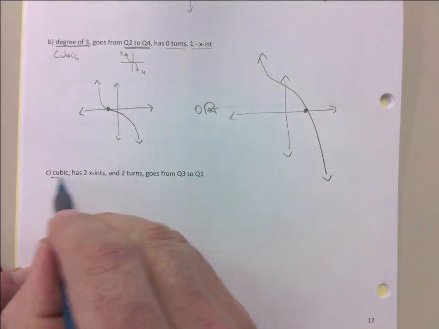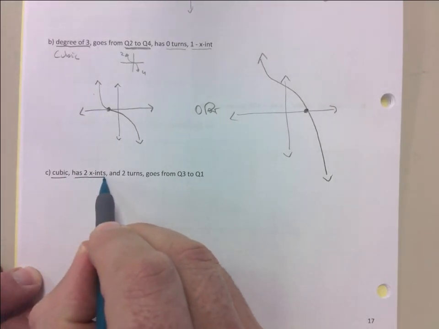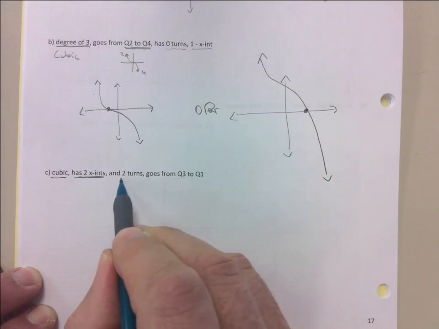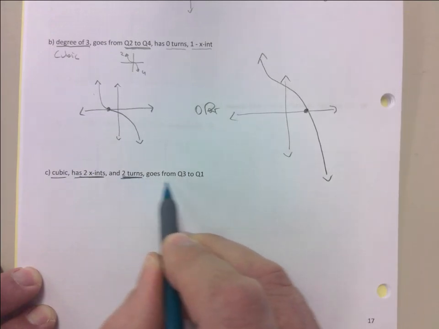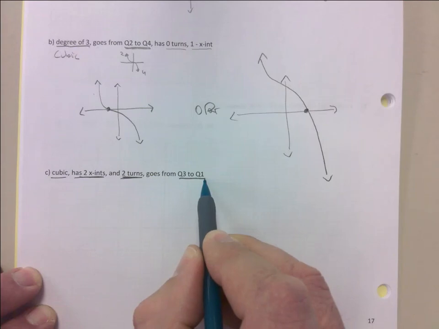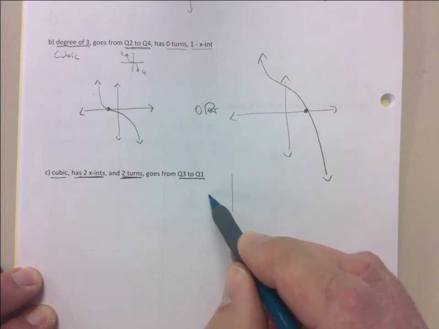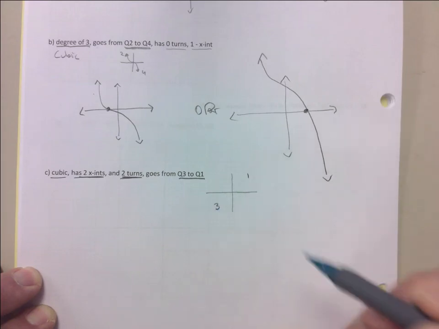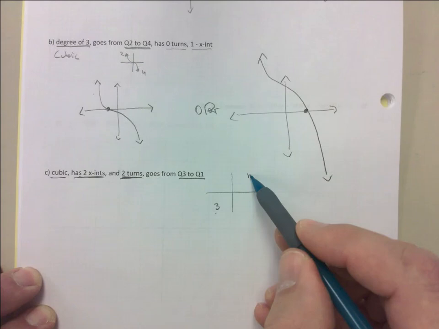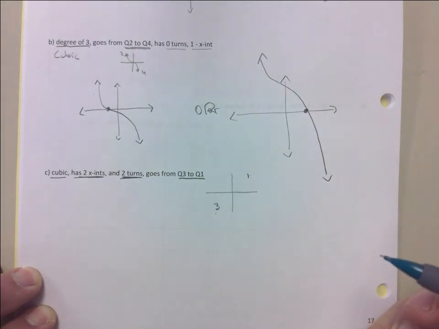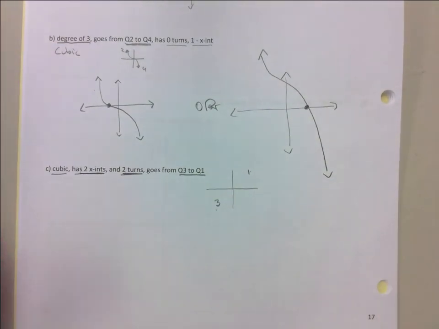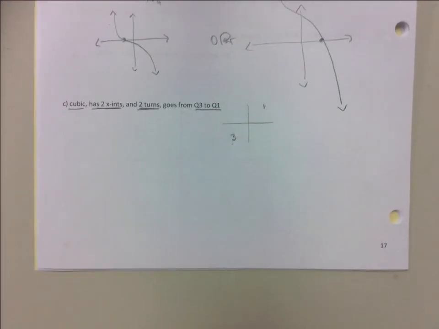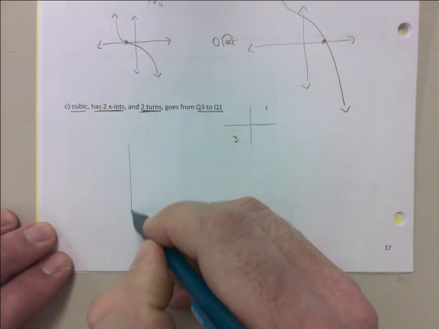You want a cubic that has 2 x-intercepts, 2 turns, and goes from quadrant 3 to 1. 3 is over here, 1 is over there. So we're expecting it to go from here to there. That's the end behavior. It has 2 turns. How will we make this happen?